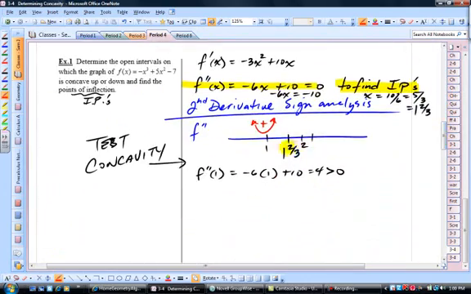Now I want to pick a number to the right of 1 2/3. I want to pick 2. So just pick easy values to work with, okay? Anything to the right of 1 2/3 will do. 2, 3, 4. Don't worry about fractions or anything. So you get negative 6 times 2. Add it to 10. That's negative 12 plus 10, or negative 2, and that's obviously negative. So I symbolize that with a negative sign, and that represents concave down.